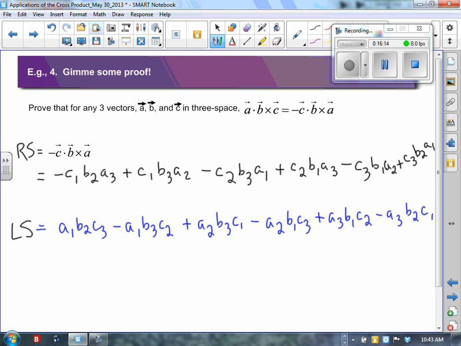So there we have right-hand side, left-hand side. We need to take our trained eyes and look for similarities, if we have any. Anything we can sort of pair off together, perhaps? Are they the same? Like, without rearranging stuff.